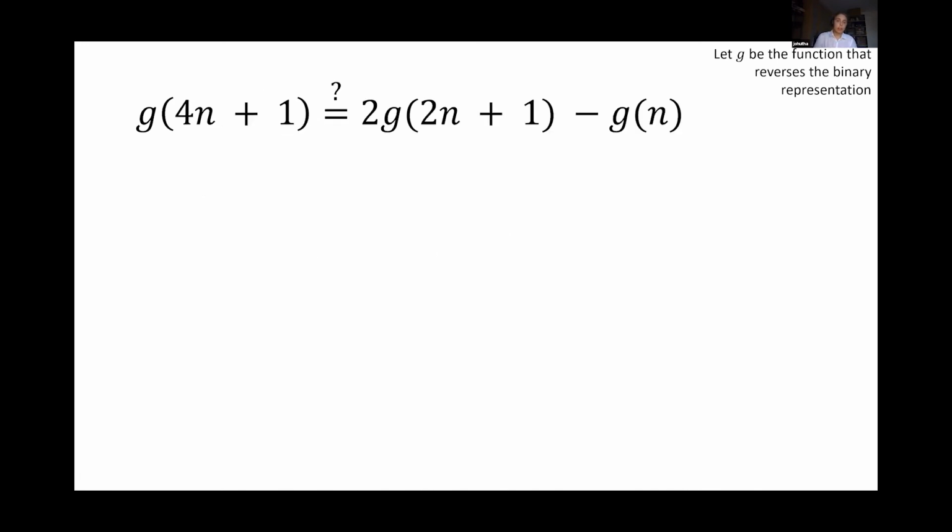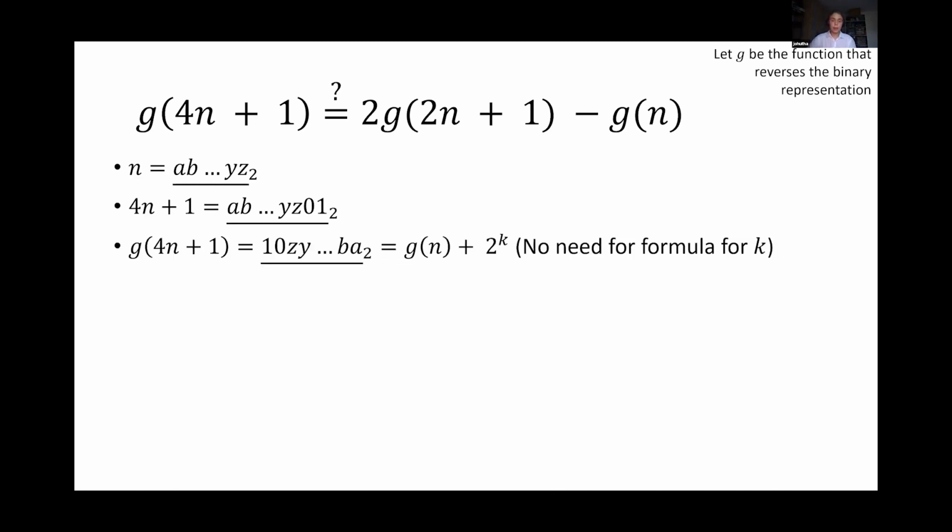The second equation is a bit more difficult. To do this, we introduce again n and 4n plus 1 in binary. We can see that 4n plus 1 is n written in binary with 0, 1 appended. If we reverse it, we get 1, 0 and then the number n backwards. This is actually g of n plus this 1 in front, which is some power of 2. For the moment, let's just say it's 2 to the k. We can find an explicit formula for k, but we will see that this is not needed for the proof.